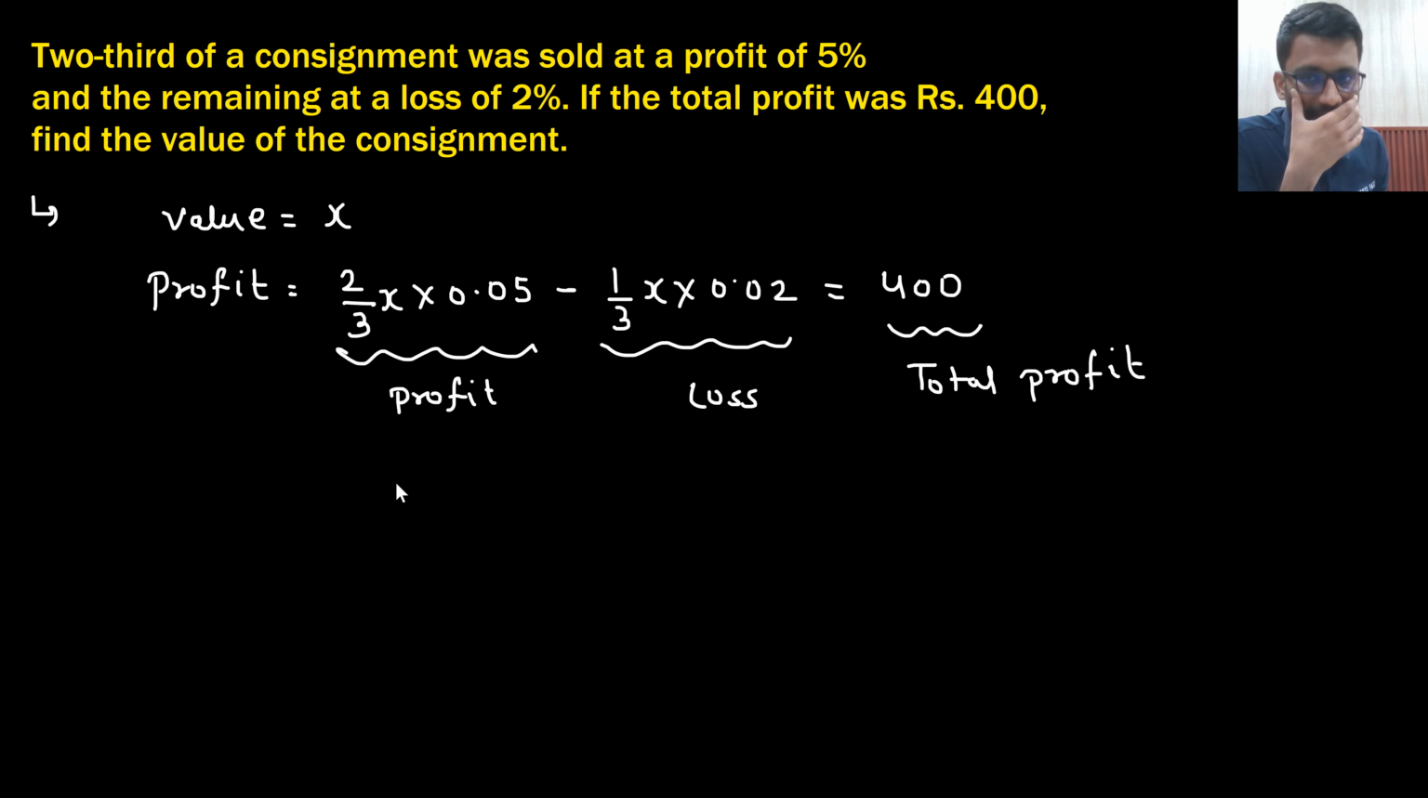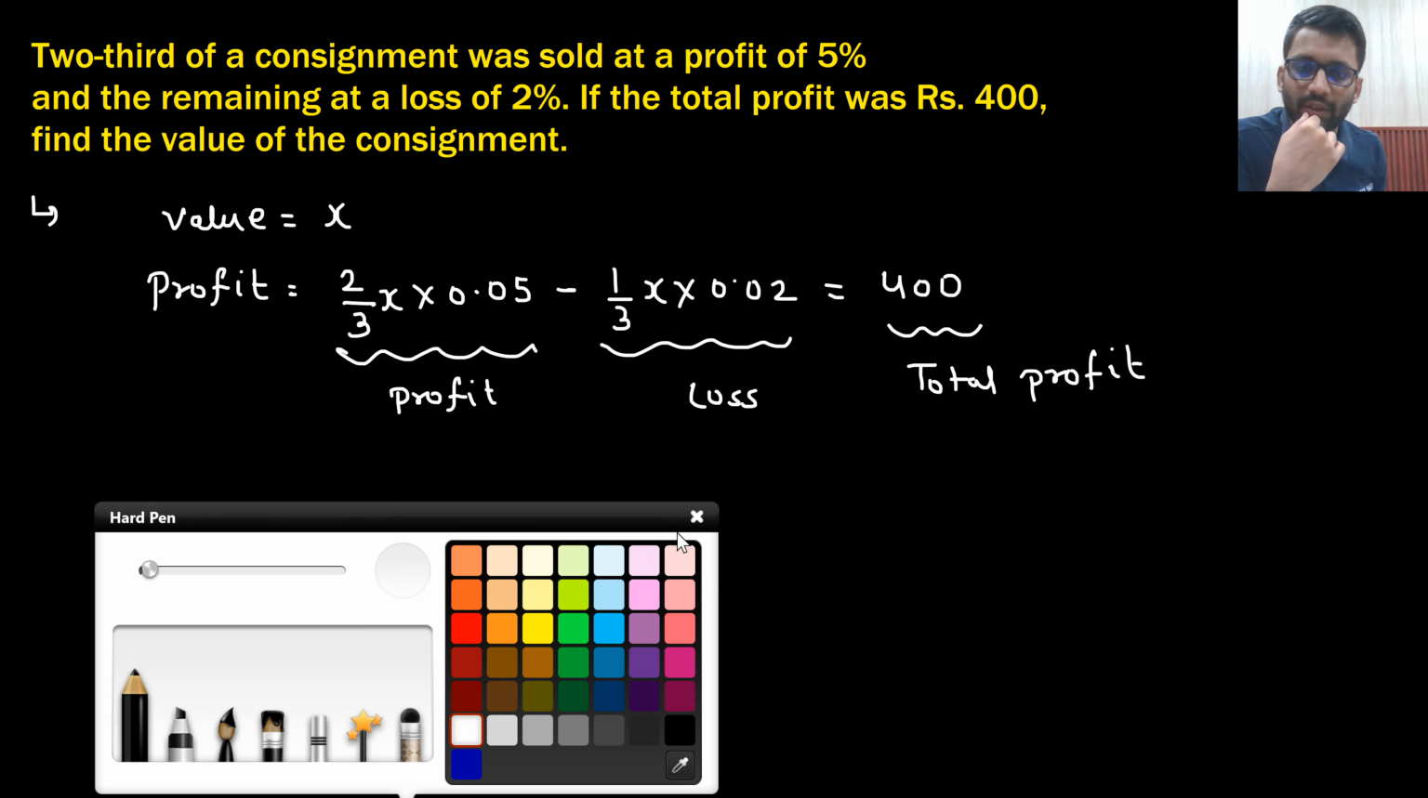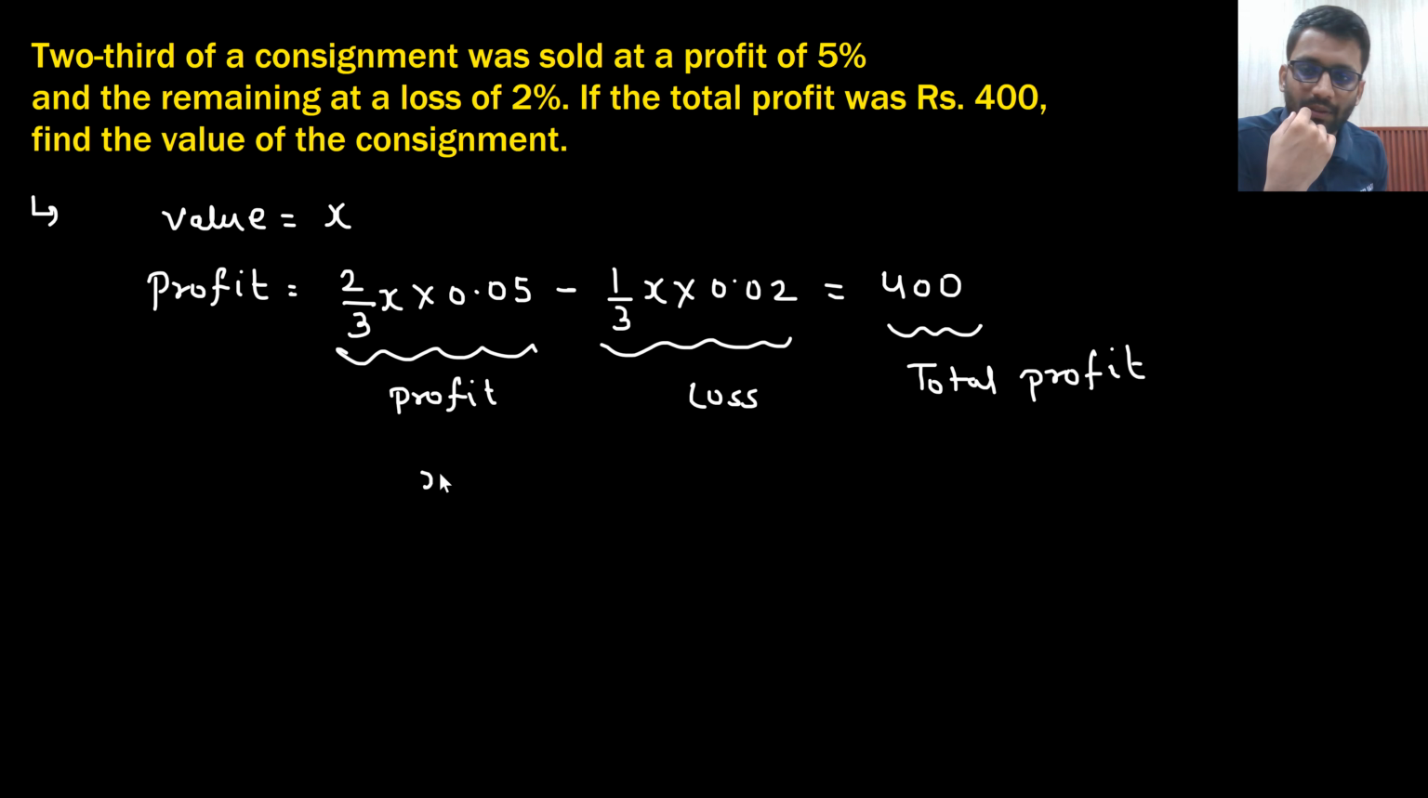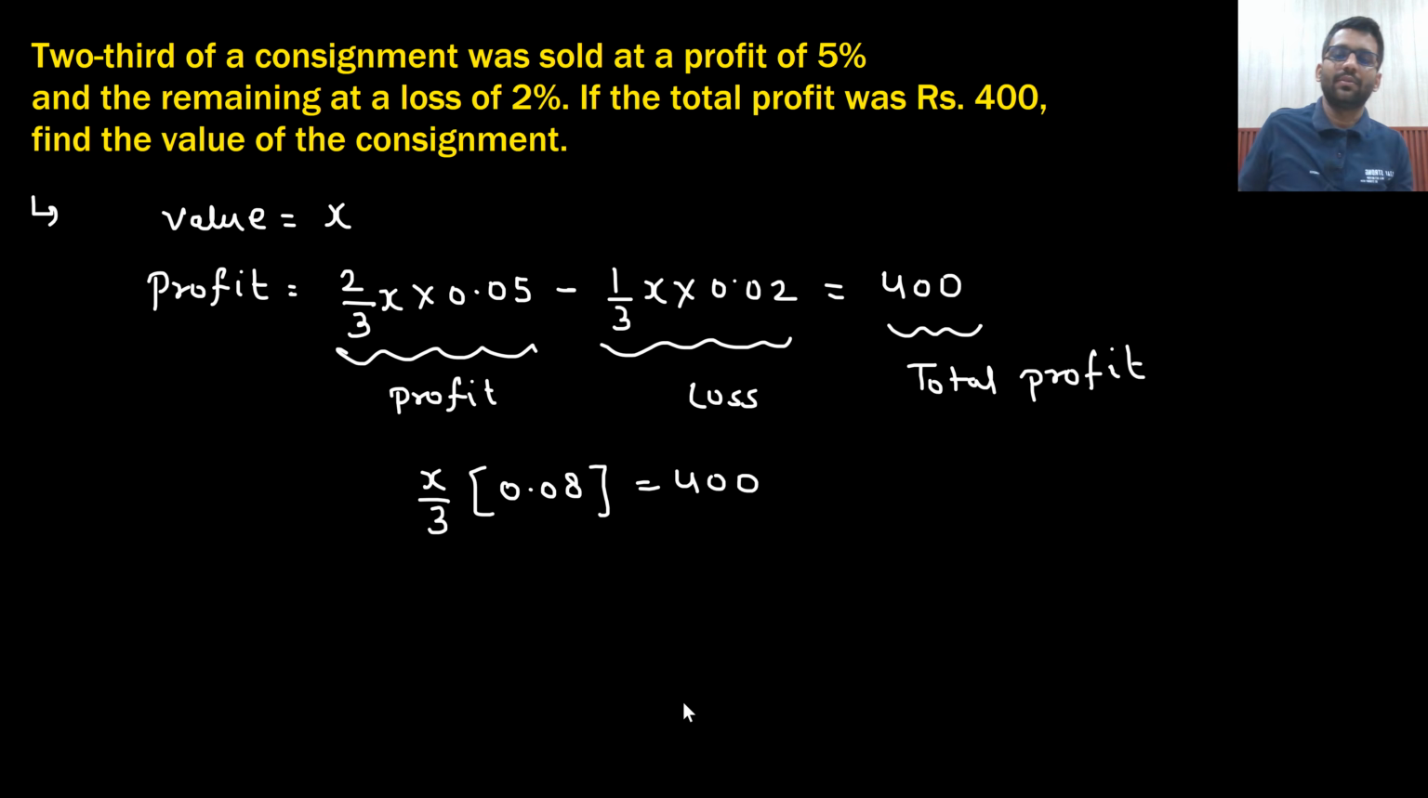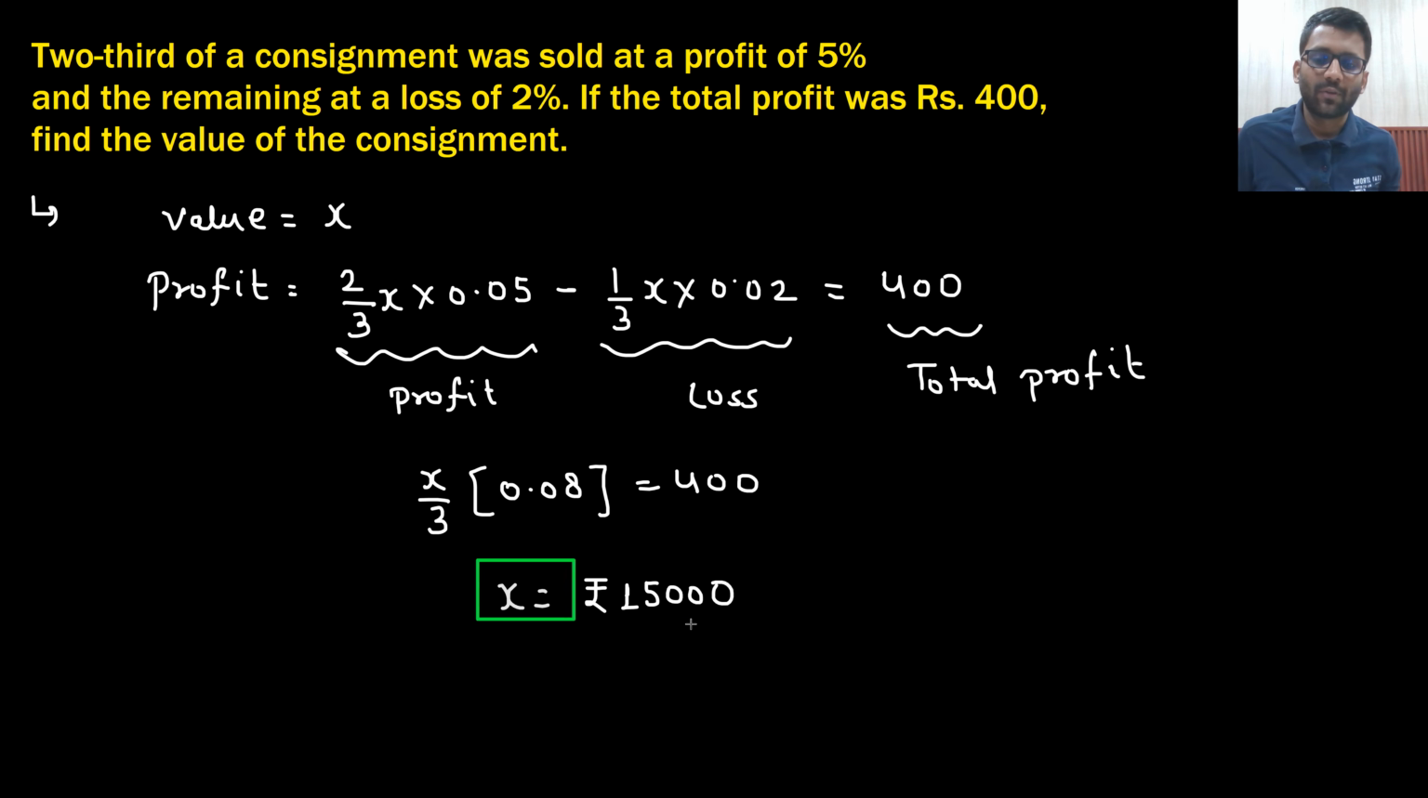So x by 3. From here, if I need to solve it, x by 3 into 0.1 minus 0.08, 0.02, sorry, 0.08 is equal to 400. So 1200 by 0.08. That means it is coming out to be 15,000. So basically let's check what was happening.